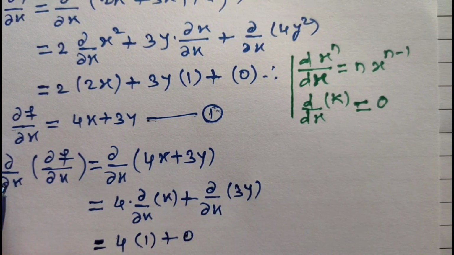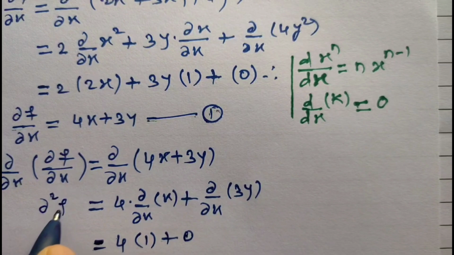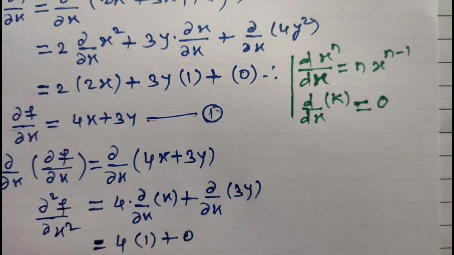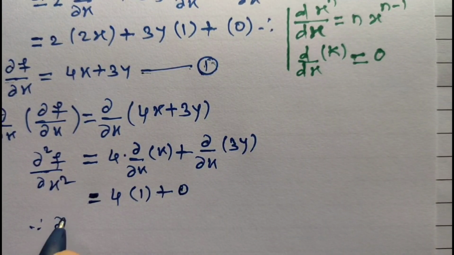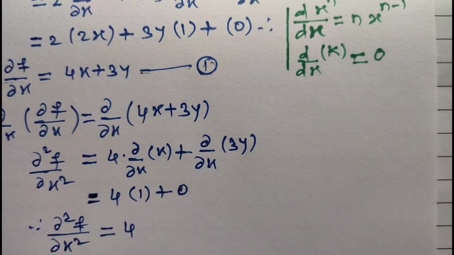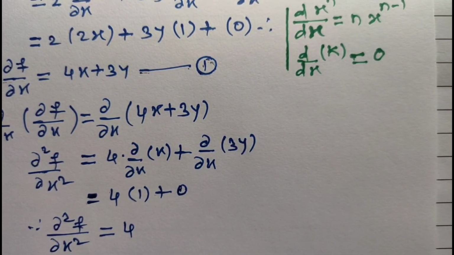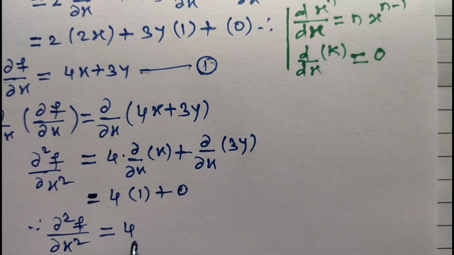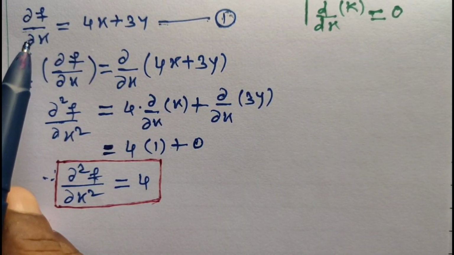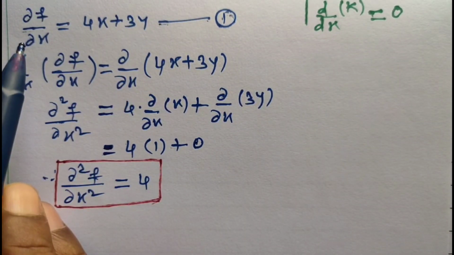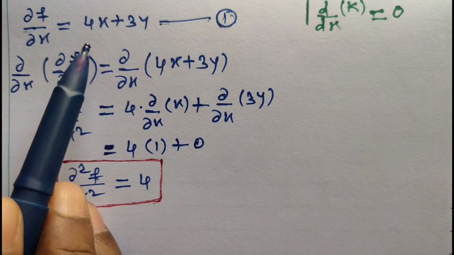Hence this dou by dou x of dou f by dou x, that is nothing but dou 2f by dou x square, and hence dou 2f by dou x square is equal to 4. This is the second order partial derivative of f with respect to x, and its answer is 4. Now on both sides of result 1 we have to partially differentiate with respect to y.